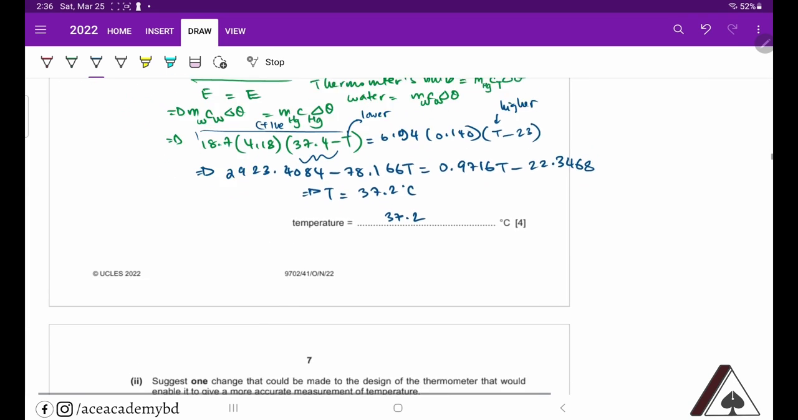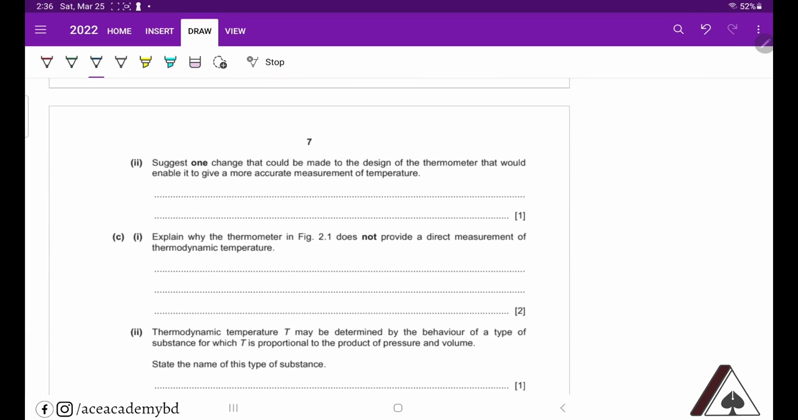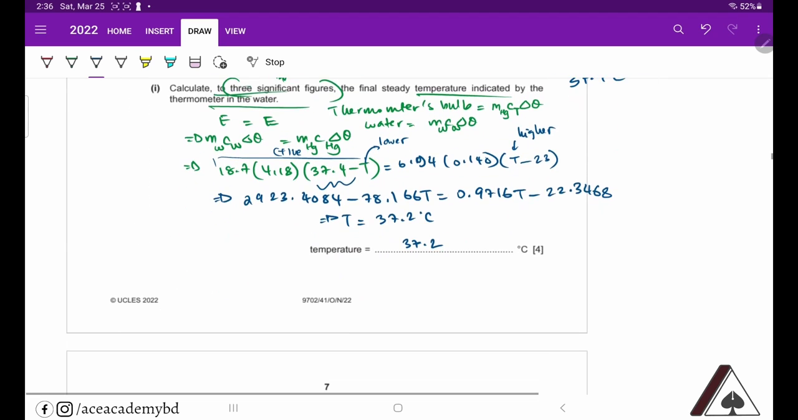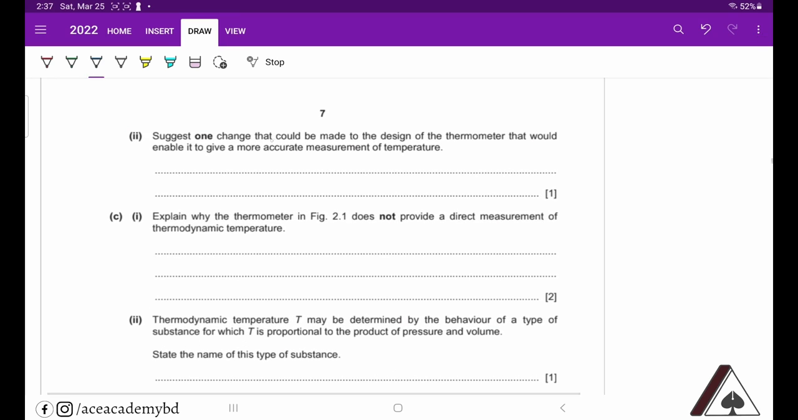Anyways, I'm moving on to our next question. For the last question, it was just reaching thermal equilibrium. Now, one other change that could be made to the design of the thermometer that would enable it to give a more accurate measurement of the temperature.